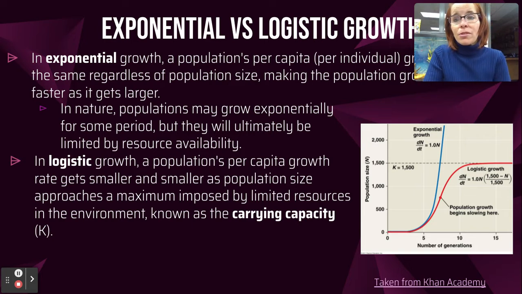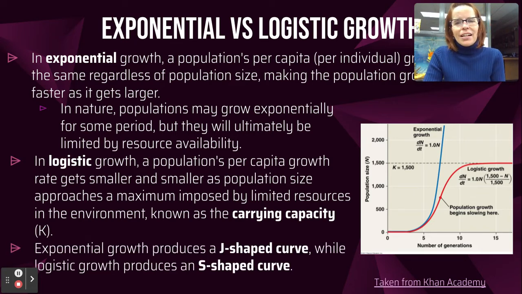In logistic growth, that's the red line here, a population's per capita, per individual growth rate gets smaller and smaller as population size approaches a maximum imposed by limited resources in the environment. And this is a term you absolutely need to know. The term is carrying capacity, and you need to know it's represented by the letter K, which is annoying because it doesn't start with a K. Anyway, it's called carrying capacity, and that's going to be important as we do our math on this.